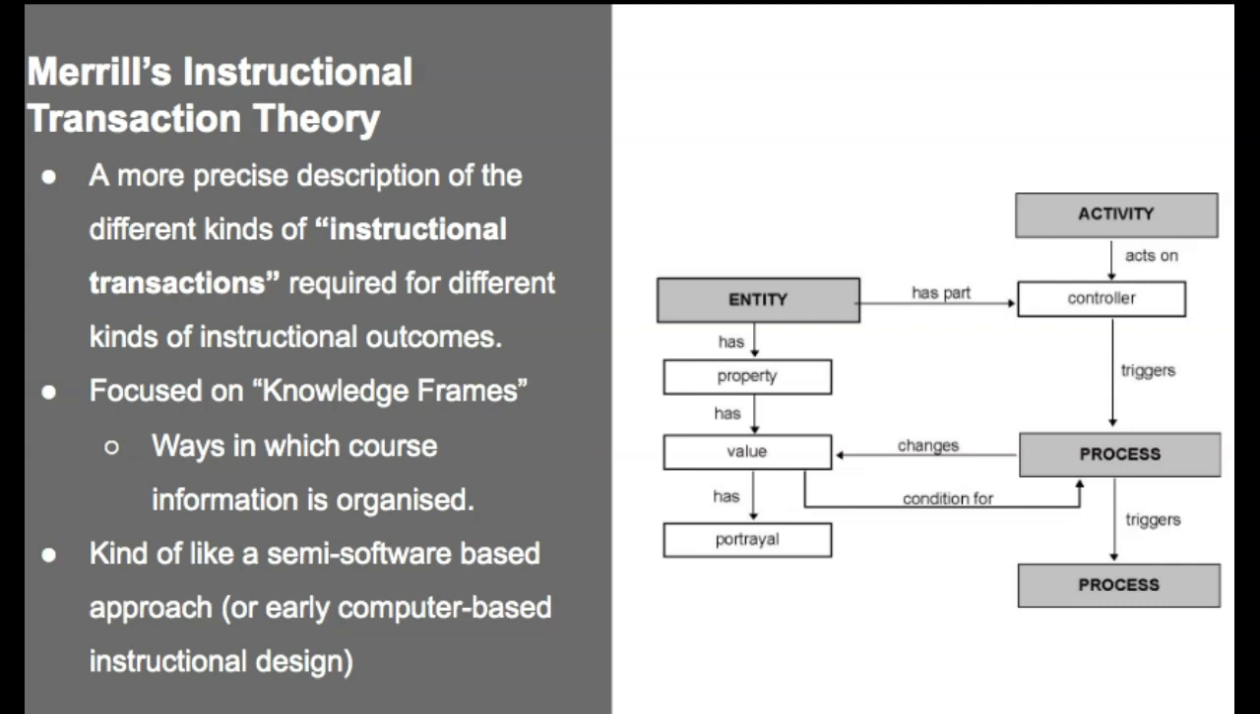And his initial idea around the instructional transaction theory was based around these things called knowledge frames. So knowledge frames basically refers to ways in which course information is organized. We talked a little bit before, when we were talking about cognitivism, about schemas, which are ways in which our brains or our working memory are able to organize information. So you can think of knowledge frames as a little bit like that.